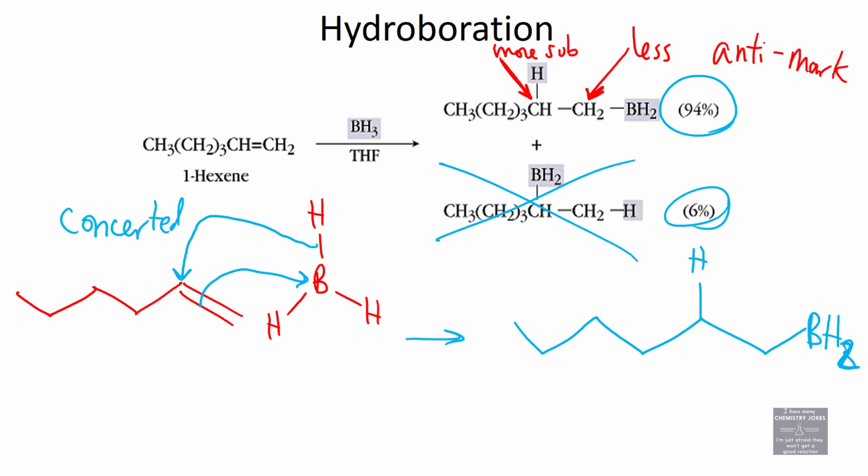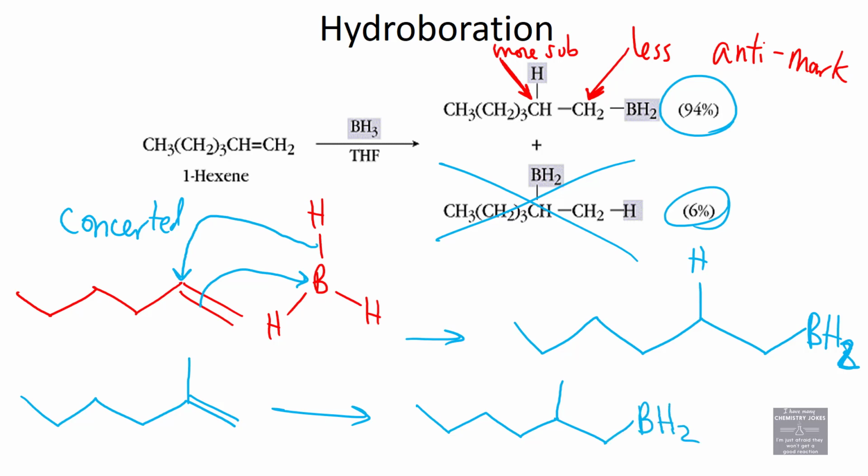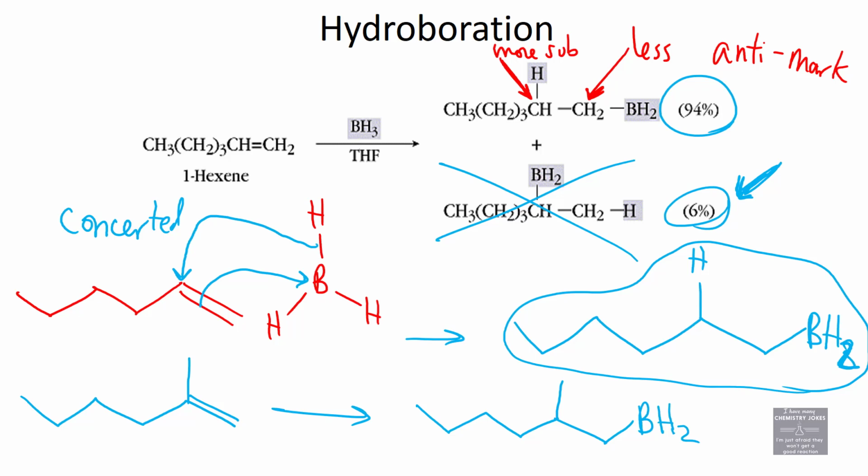If it were something like this, where one side is a primary carbon and one side is a tertiary carbon, the scales are tipped even further toward the anti-Markovnikov, toward the 94%. We would get this as our almost exclusive product, but we're going to say even this is exclusively the product we get. Sure, you get a little bit of the other stuff, but we're going to say boron does anti-Markovnikov.